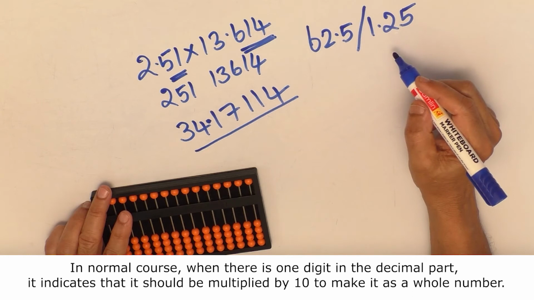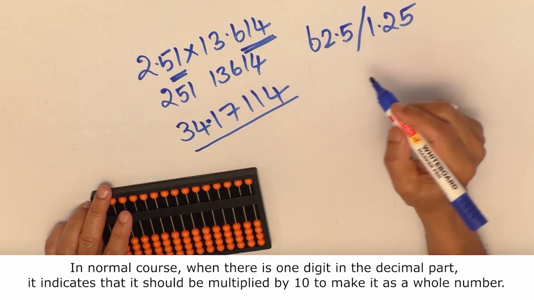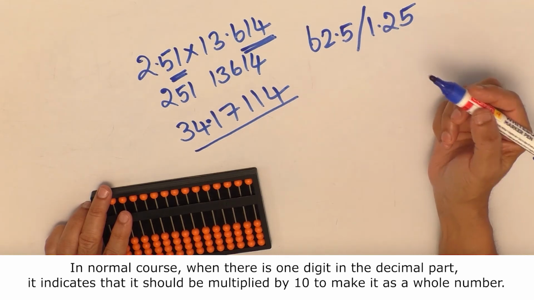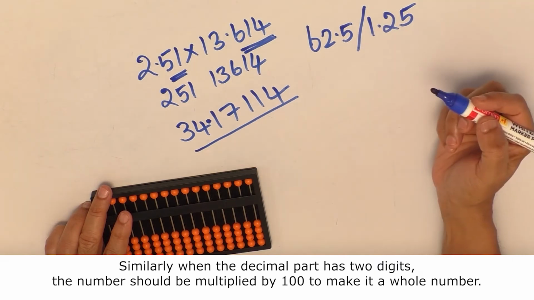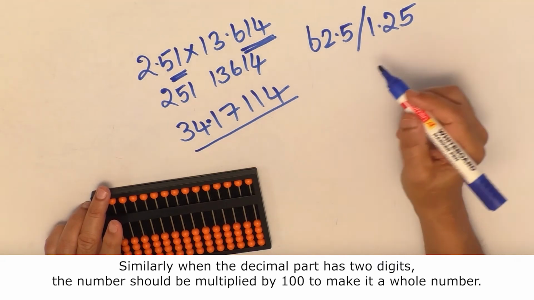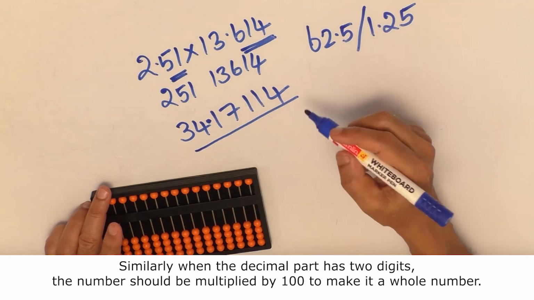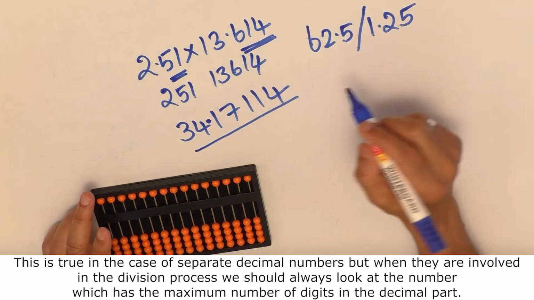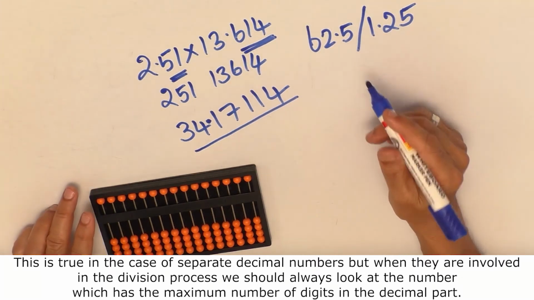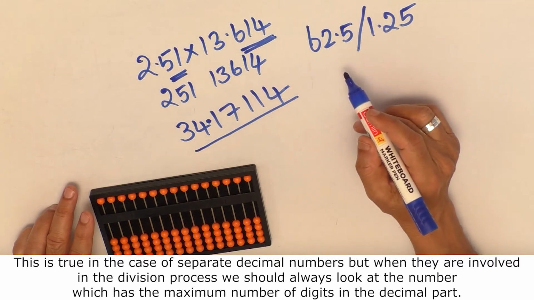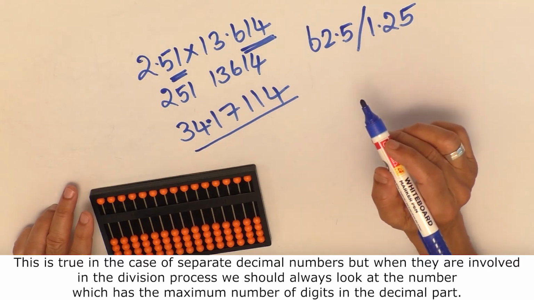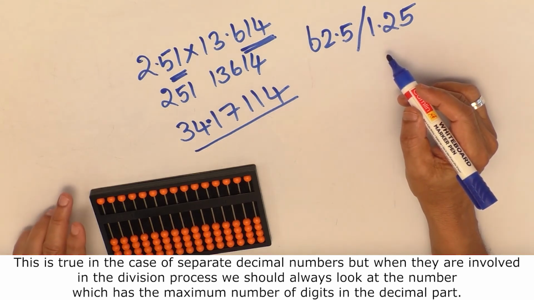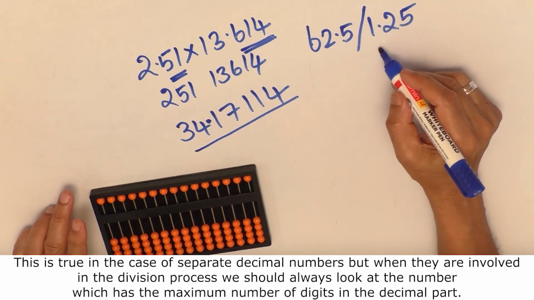In normal cases, when there is 1 digit in the decimal part, it indicates that it should be multiplied by 10 to make it a whole number. Similarly, when the decimal part has 2 digits, the number should be multiplied by 100 to make it a whole number. This is true in the case of separate decimal numbers. But when they are involved in the division process, we should always look at the number which has the maximum number of digits in the decimal part.